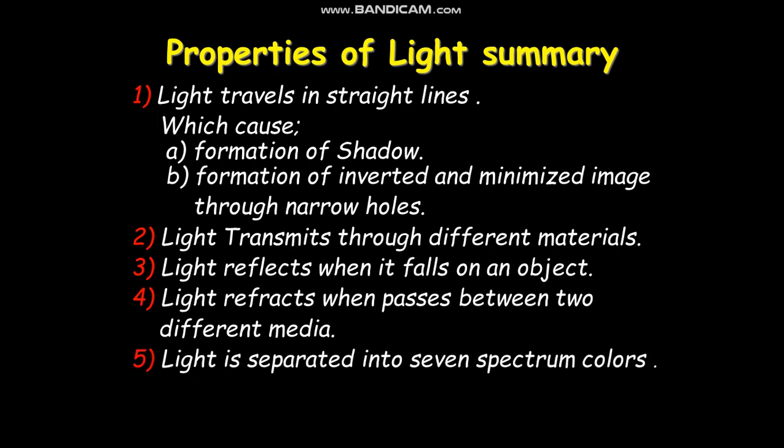The fifth one is light separation, and light is separated when white light is separated into 7 spectrum colors when it passes through a glass prism, and the 7 spectrum colors we call the rainbow.